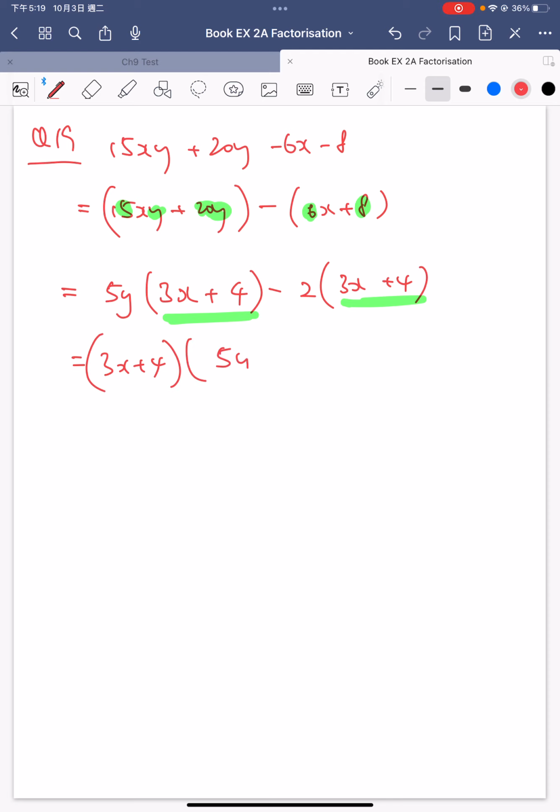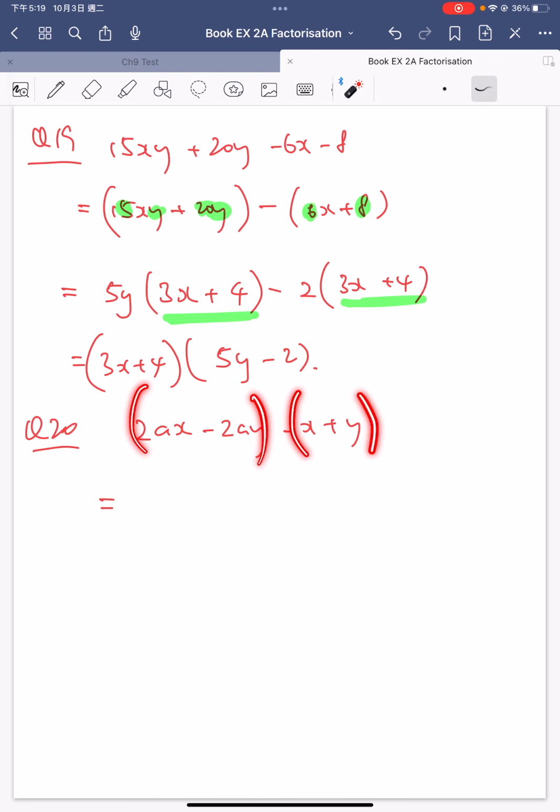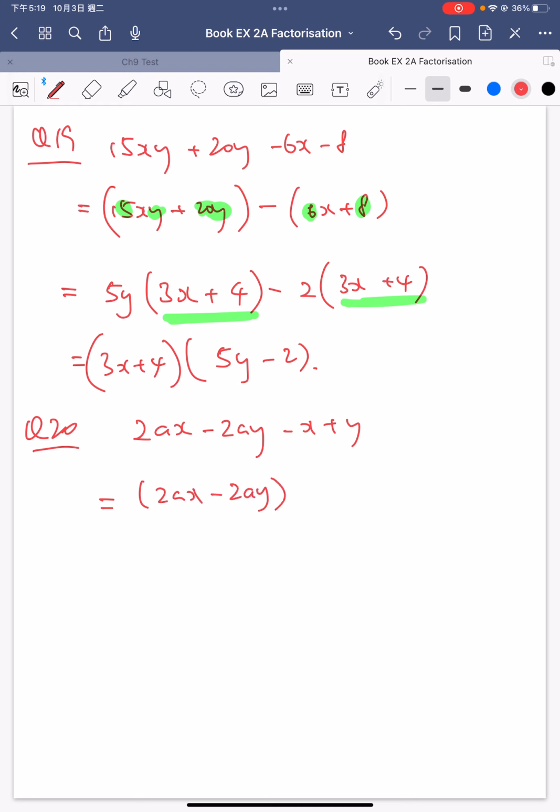Then what we are left with is 5y minus 2. That's for question 19. Then we can go to question 20. Question 20 is asking about 2ax minus 2ay minus x plus y. So first of all, again, we group it into 2. Then after a negative, you add a bracket and you change the positive to negative. So we have 2ax minus 2ay minus the bracket of x minus y. Again, we add the bracket after the negative sign, so we need to reverse the middle sign as well.